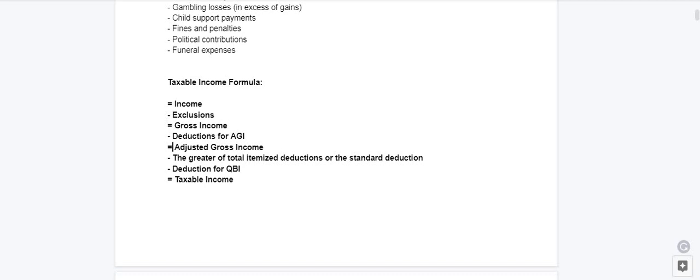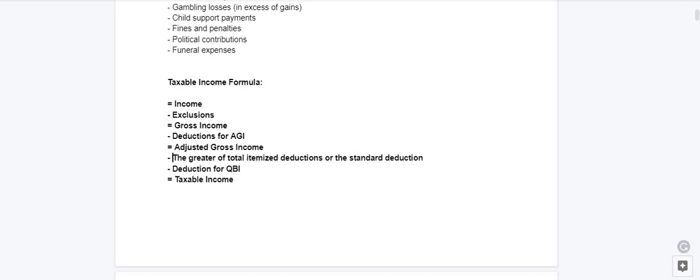We can see from this formula too, right, that clearly deductions for AGI are reducing our taxable income because we're subtracting this amount from our AGI in the process of getting to taxable income. You can check out part 6 of this series for examples of deductions for AGI and part 5 for a brief overview of what deductions for AGI are. So now that we've arrived at adjusted gross income, from here we can take either the greater of total itemized deductions or the standard deduction, whichever one is greater, and we subtract that from our adjusted gross income.